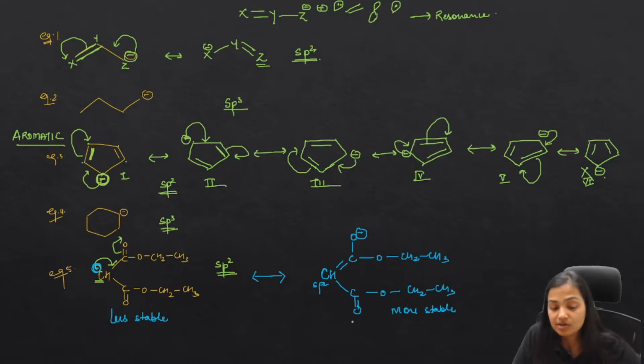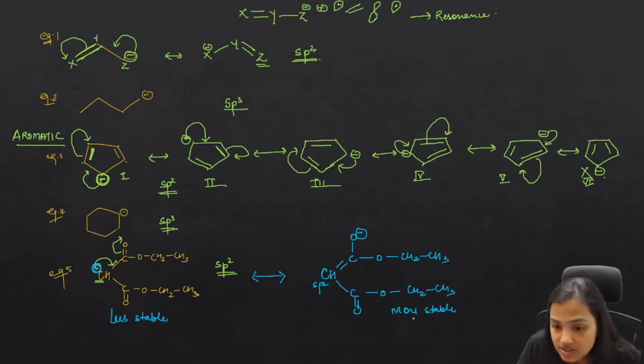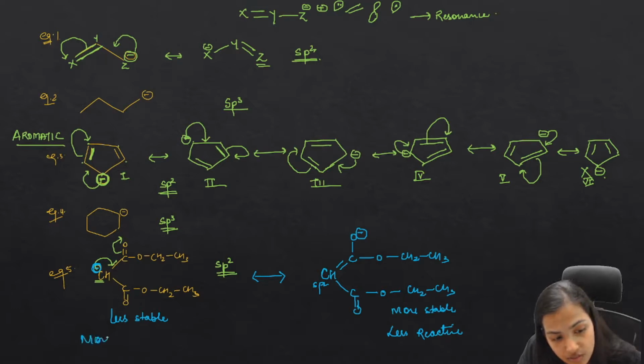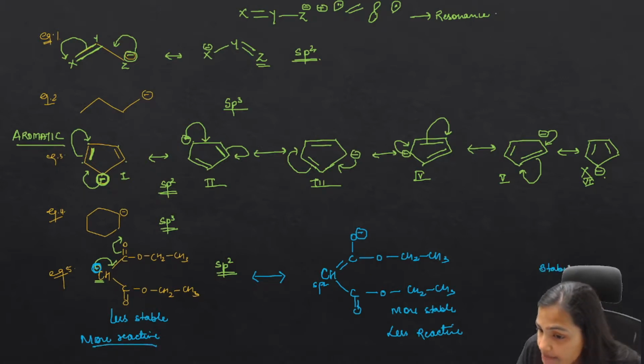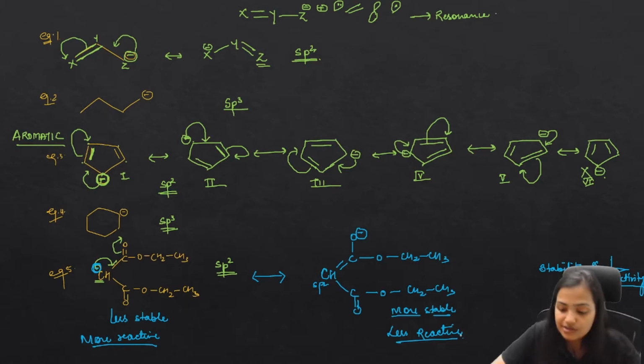But if you are talking about which carbanion will be a good nucleophile, which will be more reactive, the reactivity will be opposite. If it is more stable, this is less reactive, and if it is less stable, this is more reactive. You might already know stability is inversely proportional to reactivity. If the stability increases, the reactivity decreases. So if it is more stable, it will be less reactive. Okay, so this is it.